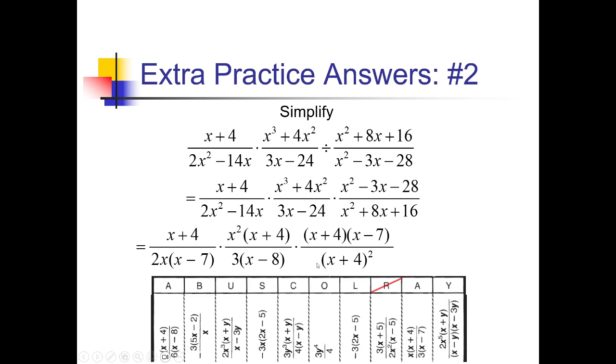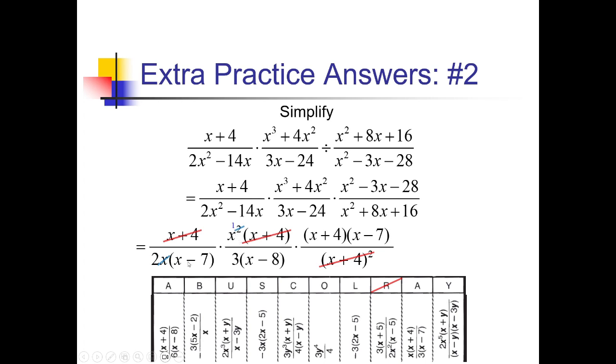And now it's time to go through and cancel out what we can. Let's start with the x plus 4. So this x plus 4 and this x plus 4 together can completely cancel out this x plus 4 squared down here. So that's really nice. Now, let's see here. This 2, there's nothing I can do with that, but this x and this x squared can reduce. That leaves me with an x to the first in the numerator.